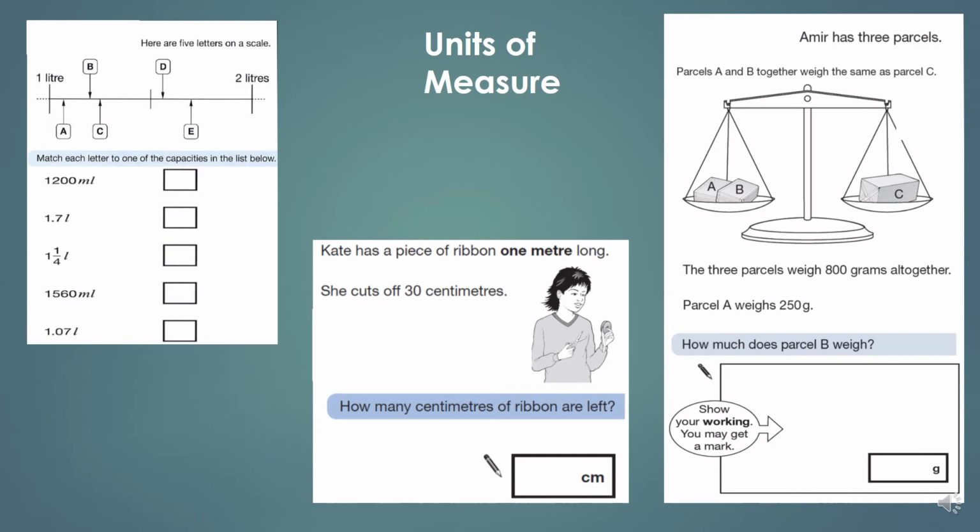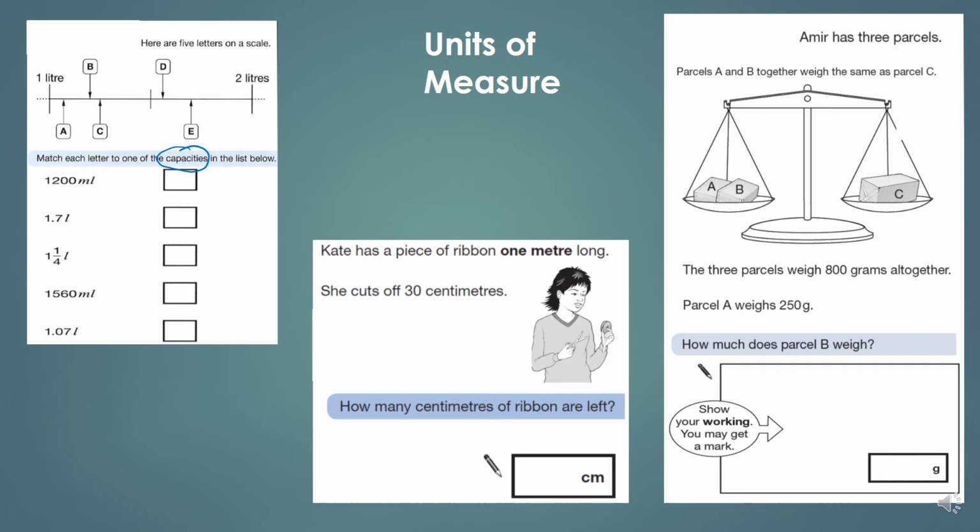Okay, the next questions we're going to look at are units of measure. And the first one, here are 5 letters on a scale. We've got A, B, C, D and E, and the scale starts at 1 litre and finishes at 2 litres. And you are asked to match each letter to one of the capacities in the list below. So the capacity is just the units of measure. And we've got 1,200 millilitres, 1.7 litres, 1 1/4 litres, 1,560 millilitres and 1.07 litres.